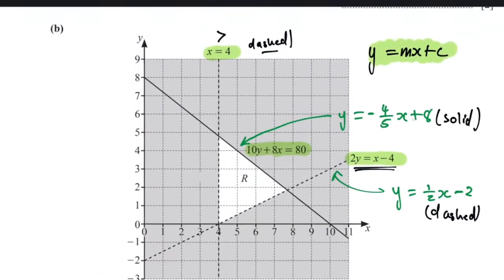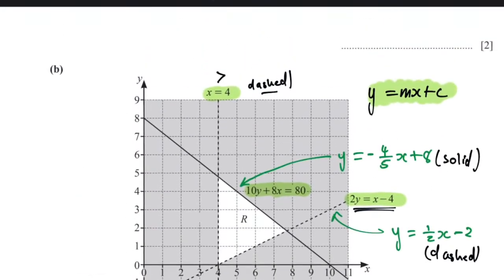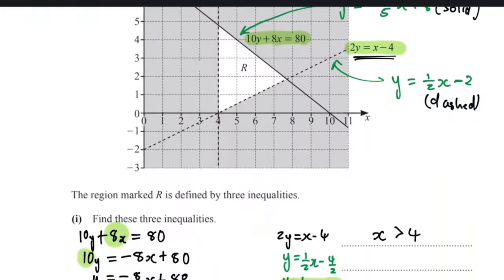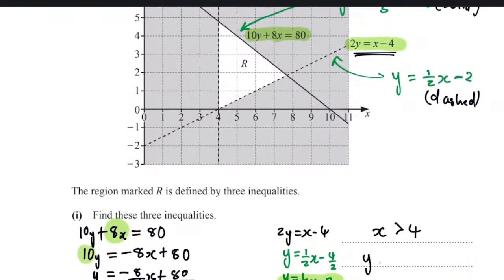You come to this solid line. This unshaded region, is it below it or above it? The unshaded region is below it. So that means y is less than. Why did you choose y is less than? Because the unshaded region is below it. Is the line solid? Yes. So you put or equal to. So you say y is less than or equal to negative 4 over 5 x plus 8.